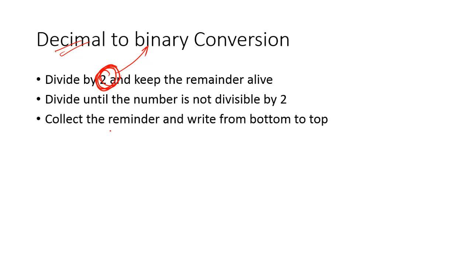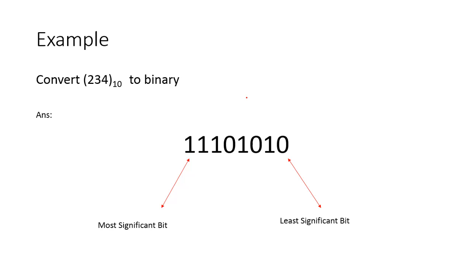And what you have to do is take all the remainders and write them from bottom to top. What is bottom to top? I'll let you know with an example. Now see here, I have given you an example: 234 is the decimal number. I'm going to convert that number to binary, and I have given you the answer. Now let us check how this answer is achieved.